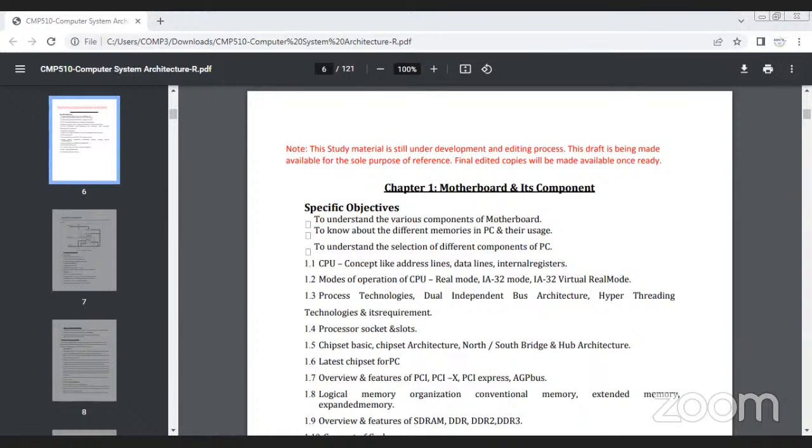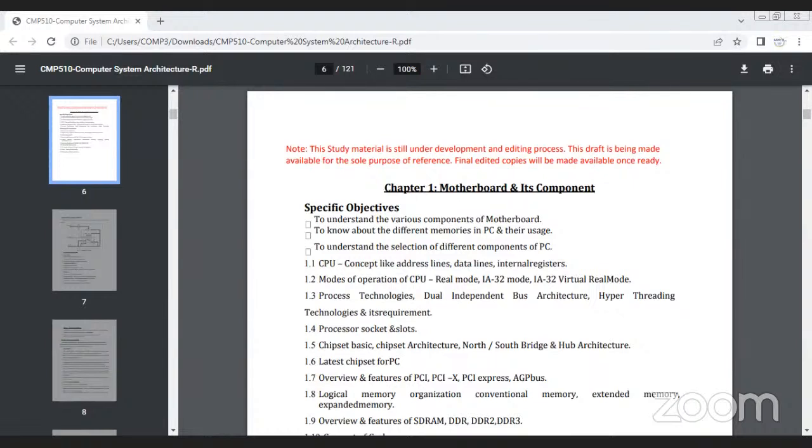The main use of the USB port is to connect the peripheral devices to the computer motherboard. The peripheral devices connected to the computer system can be inserted or removed without a system restart. That is the main advantage of the USB port. So this is all about the USB port.